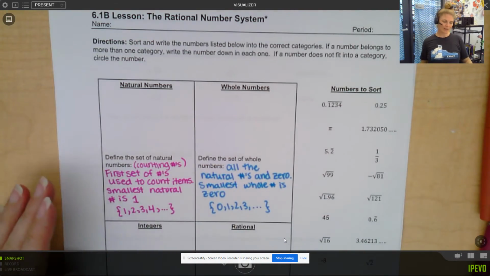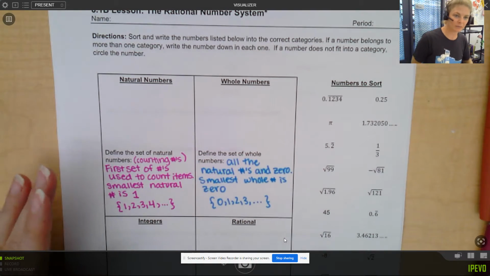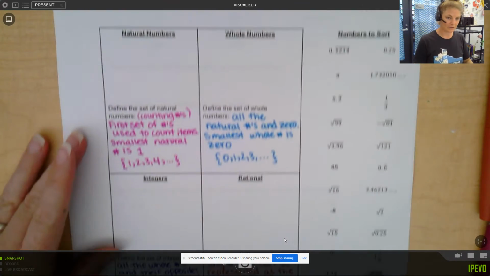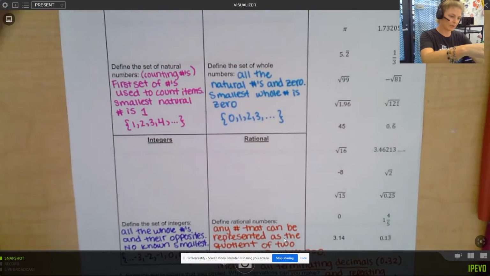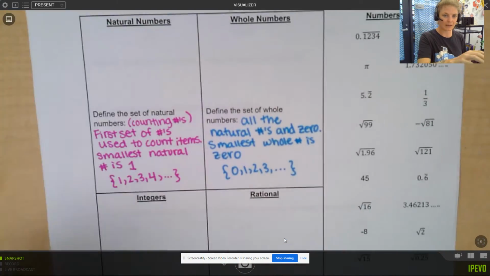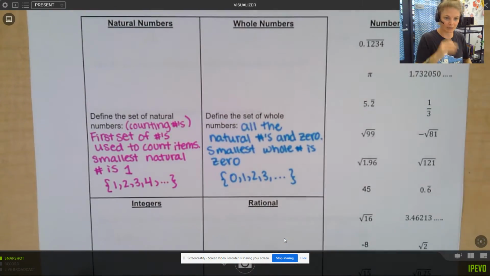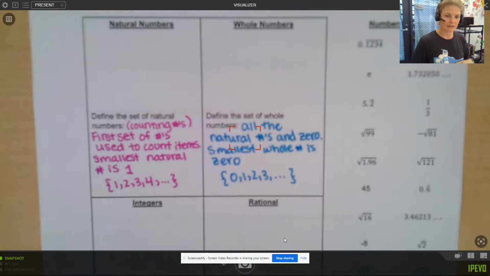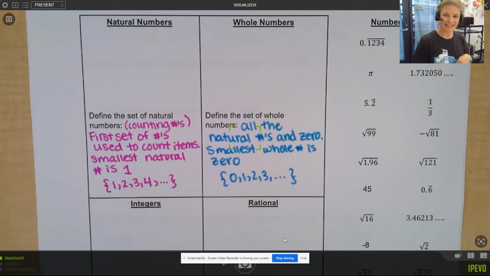Okay, so 6.1b lesson. First things first, let's review what these different number sets are. So we are going to define them. We'll start with the natural numbers and the whole numbers. So the natural numbers, so I can make this a little bit clearer for you. Awesome, that looks better.